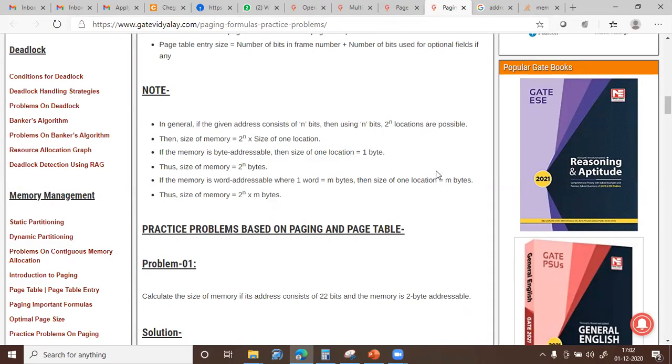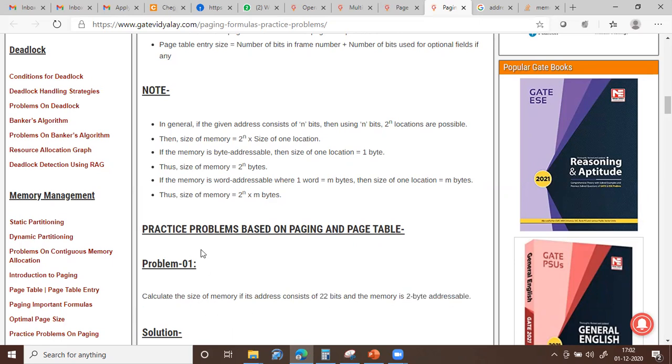Welcome. In this lecture, we'll be discussing some practical problems on paging. Let us see some examples. See this question: calculate the size of memory if its address consists of 22 bits and the memory is 2-byte addressable.